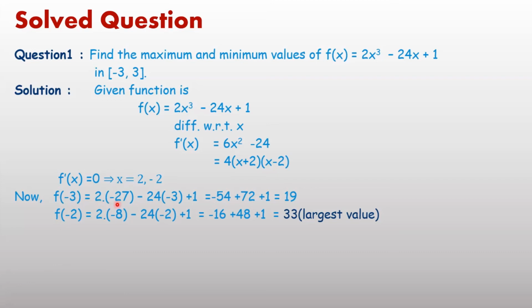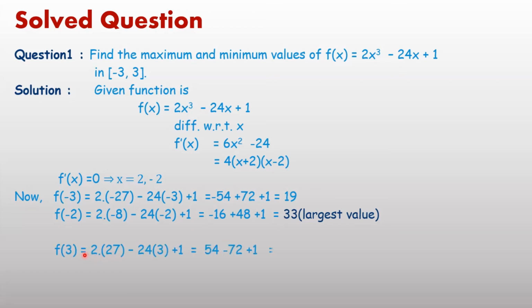2 into (−3)³ means −27, −24 into −3, plus 1, equals −54 + 72 + 1 equals 19. Then f(−2), in place of x write −2 in the given function. Then 2 into (−2)³ means −8, −24 into −2, plus 1 equals 33.